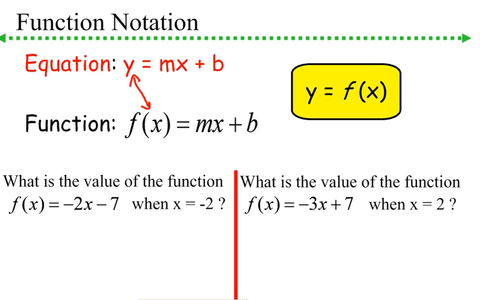So how do we apply that? The first example we have is what is the value of the function f of x equals negative 2x minus 7 when x is negative 2? So we're going to put in that negative 2 everywhere we see an x. So I'm going to write down what's not changing in black and what is changing in red.